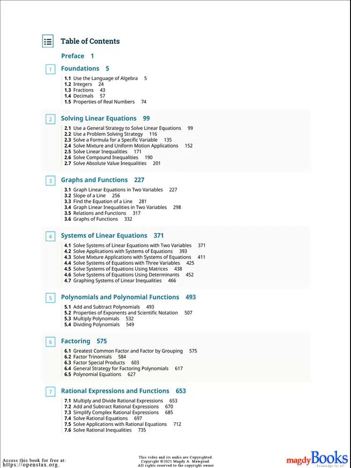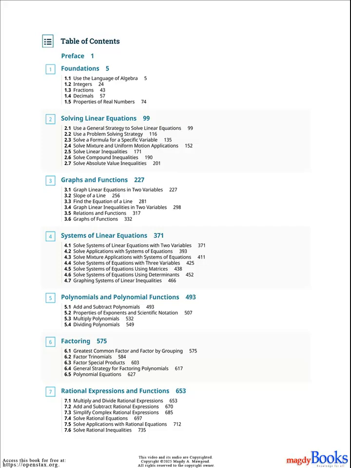4.1. Solve systems of linear equations with two variables. 4.2. Solve applications with systems of equations. 4.3. Solve mixture applications with systems of equations. 4.4. Solve systems of equations with three variables. 4.5. Solve systems of equations using matrices. 4.6. Solve systems of equations using determinants. 4.7. Graphing systems of linear inequalities.